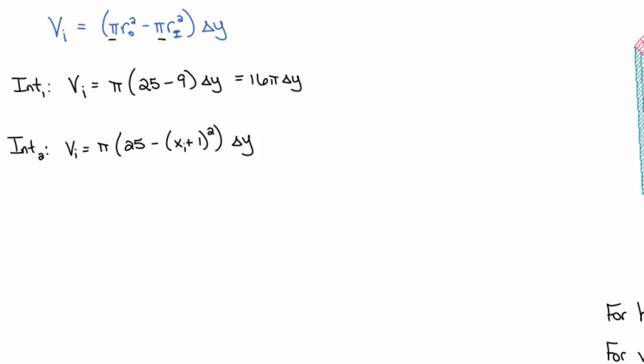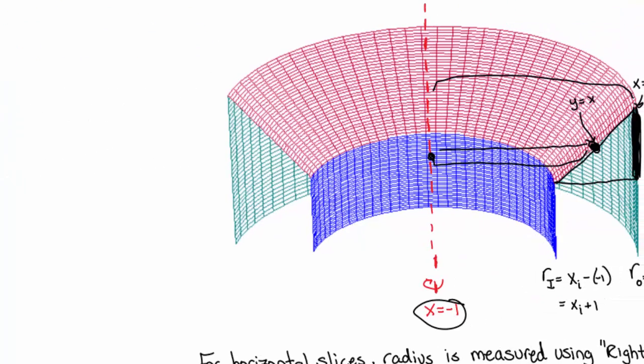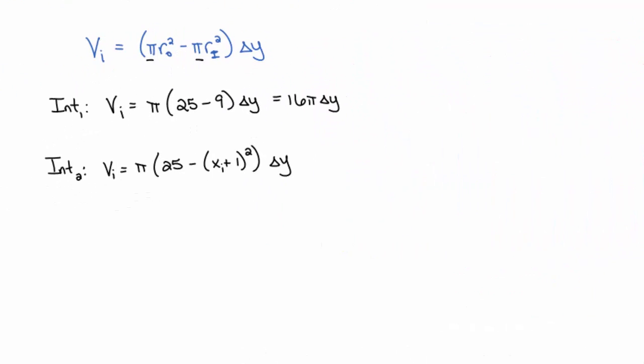What we need to do is change x's somehow into y's, and luckily we have a strong relationship between x and y because x is equal to y. That was the equation we were given. If that was instead the graph of y equals x squared, I would not trade out x for y. I would trade out x for the square root of y. Okay, so in this case, this is the same thing as saying pi times 25 minus the quantity y sub I plus 1 quantity squared delta y.